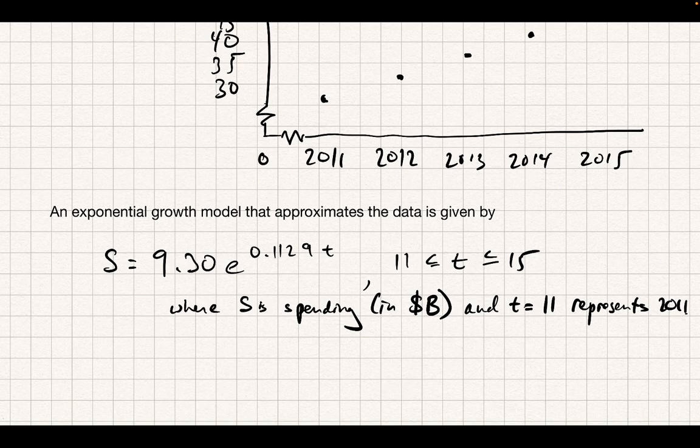Is it 9.3 E? 9.30E. Yeah, 9.3. Okay. Is that 5 or is that S? In the beginning. That's S. Okay. The variable S is spending.